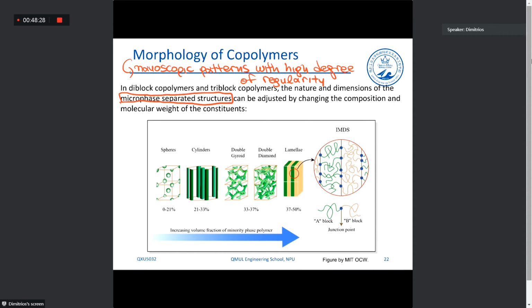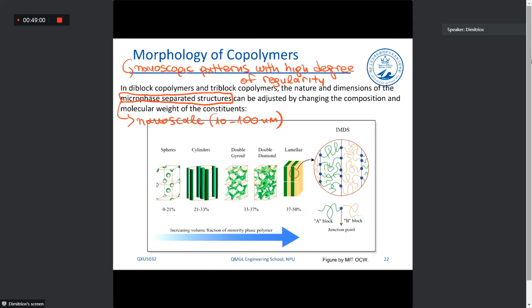When people first fabricated copolymers, it was before the advent of nanotechnology, okay? And people did not believe that these structures could be that small. So they were calling them microphase structures, but they're really in the nanoscale, okay? These have dimensions from 10 to, let's say, 100 nanometers, usually, okay?